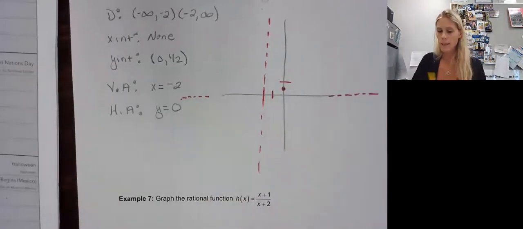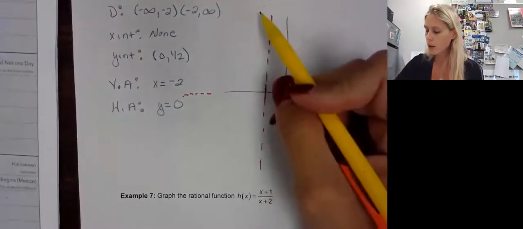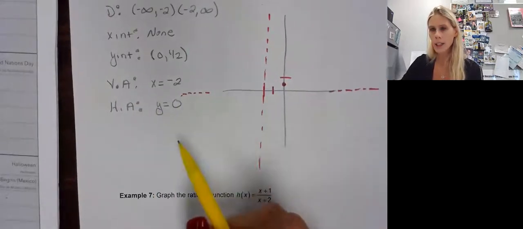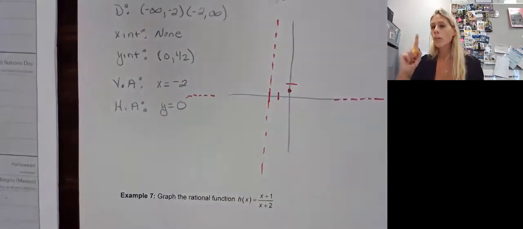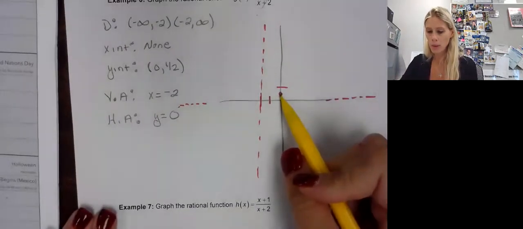Okay, now, how do we know which way it goes? Does it go like a J here? Does it do an upside down J here? What happens? Well, first of all, I do know that it has to go through this point.